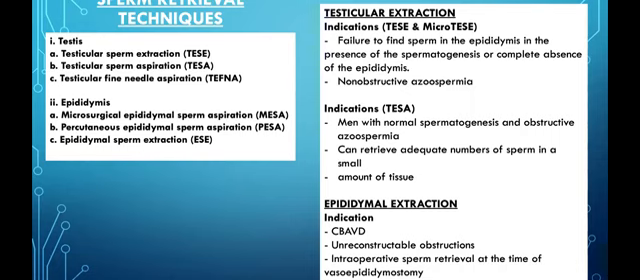The indications for TESE and microTESE: this is where you don't find sperm in the epididymis in the presence of spermatogenesis, or if there's complete absence of the epididymis, or in patients who've got non-obstructive azoospermia. TESA is more in patients who've got normal spermatogenesis with obstructive azoospermia. So you can retrieve quite a large amount of sperm in a small amount of tissue. And then for epididymal extraction, indications will be things like congenital bilateral absence of the vas deferens, or unreconstructible obstructions, or patients at the time of vasoepididymostomy, where one can retrieve sperm and perform these epididymal extraction techniques.